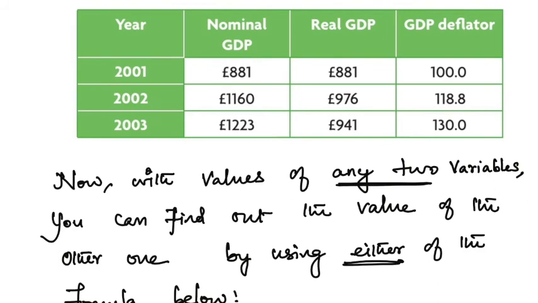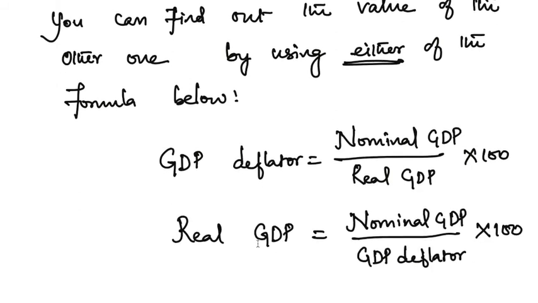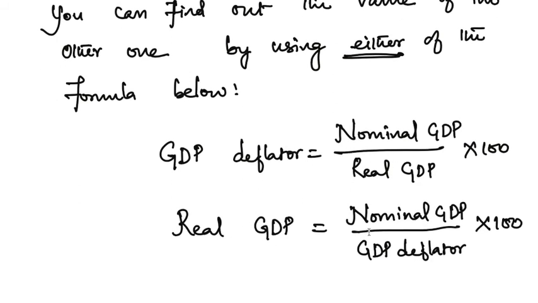So now with values of any two variables, we can find out the value of the other one by using either of the formula below. So either using this formula or this.